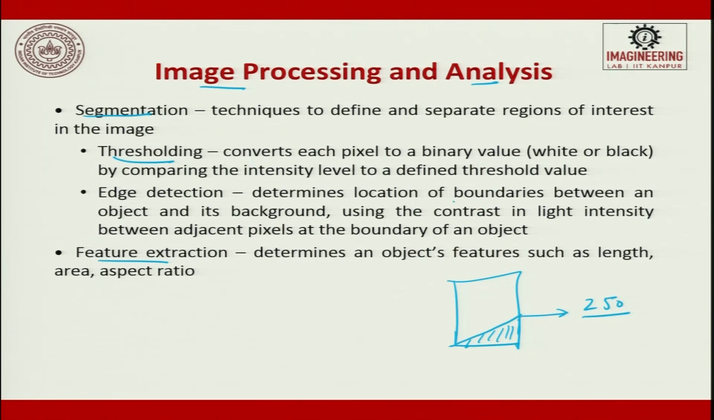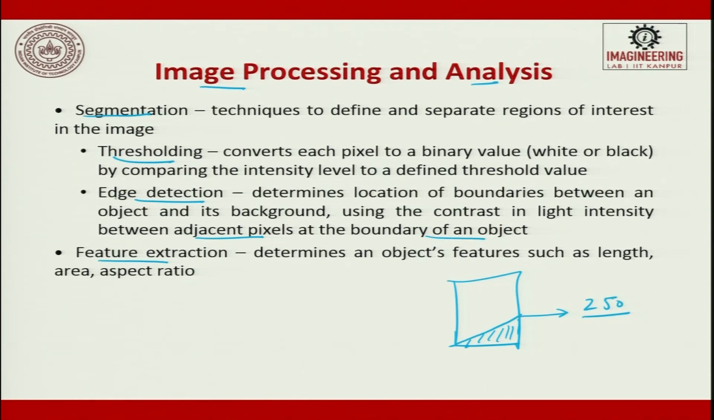Convert each pixel to a binary value by comparing the intensity level with a defined threshold. The next one is edge detection, which determines the location of the boundaries between an object and its background using the contrast in light intensity between the adjacent pixels at the boundary of an object. Edge detection is predominantly used for area calculation, volume calculation, and for extracting features from the image.